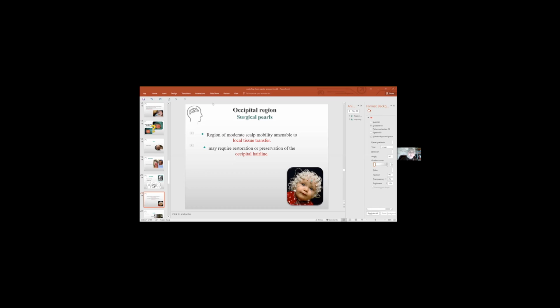Now, screen sharing. Yeah. Yeah, perfect.